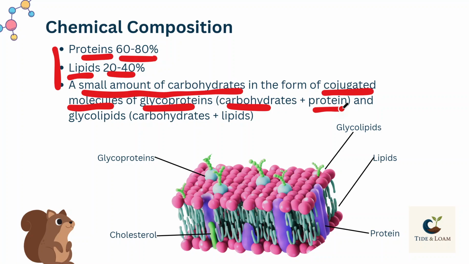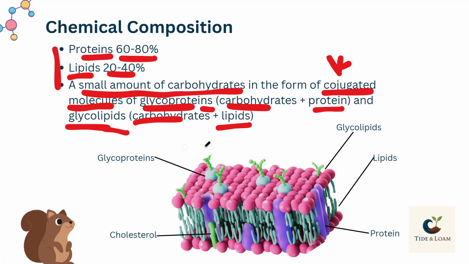So जब carbohydrate और protein मिलते हैं तो जो नया molecule बनता है, जो conjugated molecule बनता है, that is called glycoprotein. And when carbohydrates and lipids combine, they form a new molecule which is called glycolipid. So carbohydrates are present in the form of conjugated molecules, and these conjugated molecules are glycoprotein and glycolipid. So cell membrane की composition में तीन चीजें हैं, proteins which are 60 to 80%, lipids which are 20 to 40%, and a small amount of carbohydrates. And carbohydrates are present in the form of glycoprotein and glycolipids.